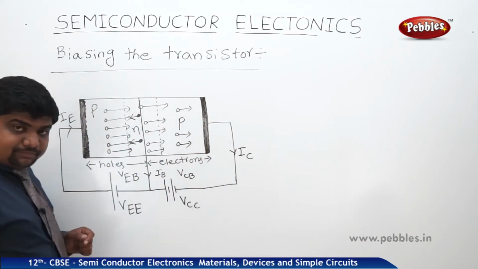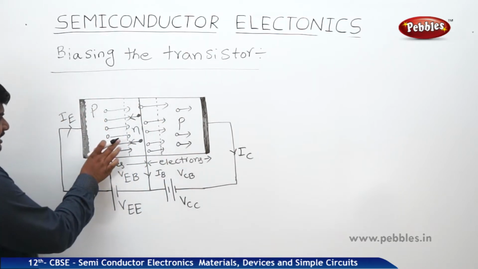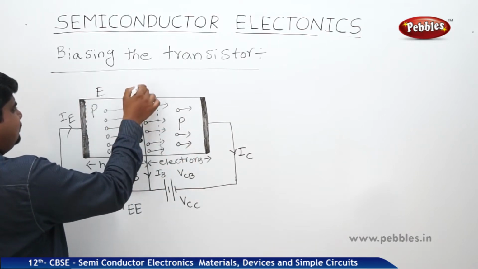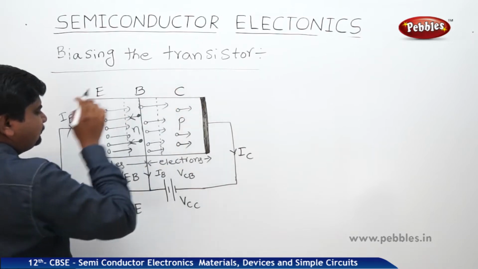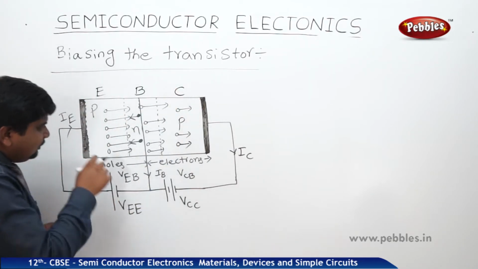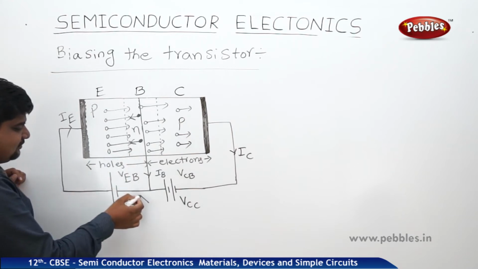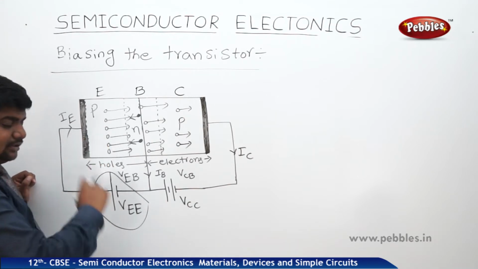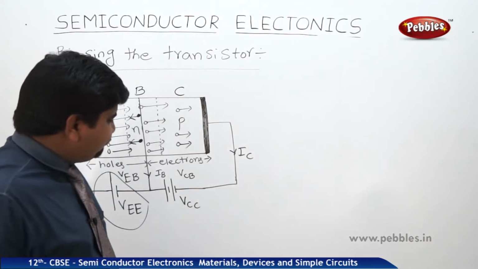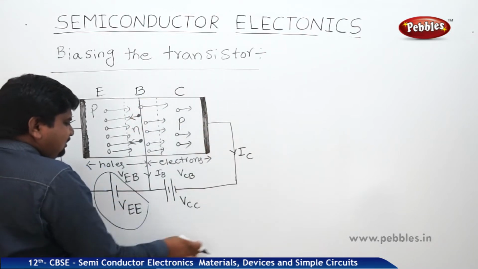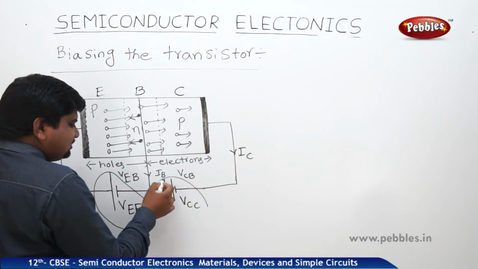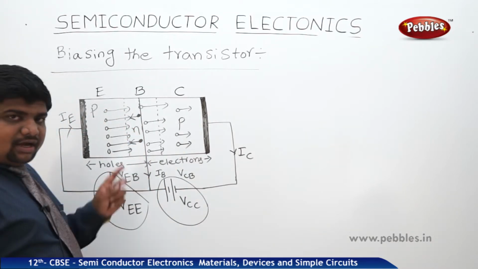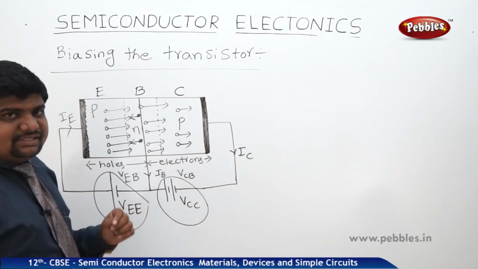PNP transistor. This is emitter, this is base, this is collector. Here, this emitter base junction is in forward bias because P-type semiconductor is connected to the positive terminal of the battery. This base collector region is in reverse bias. Base is the common input and output for the E and C.